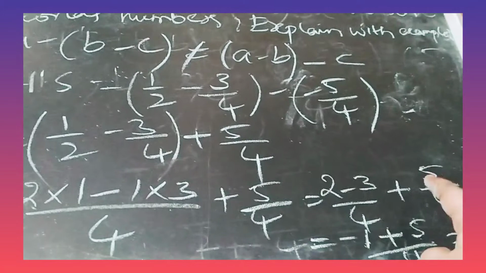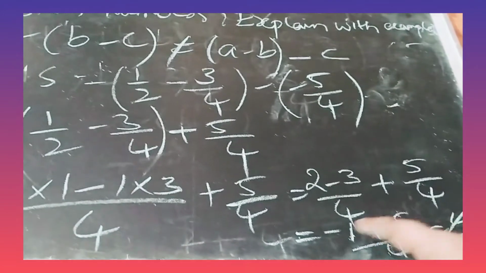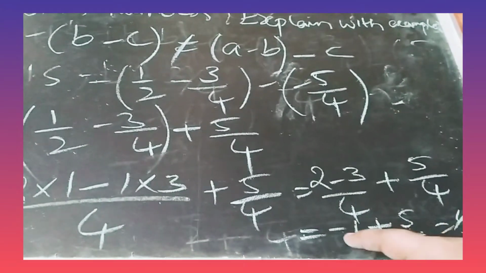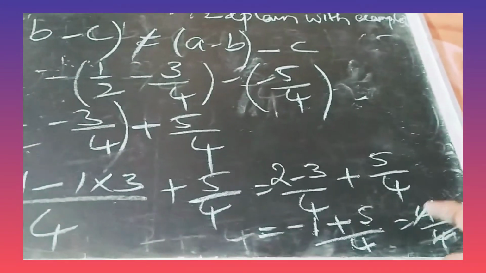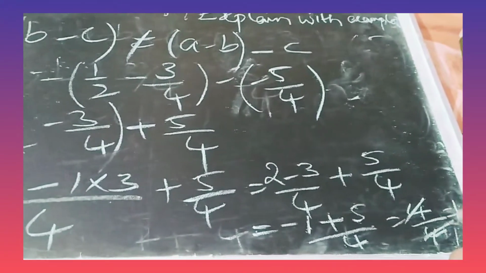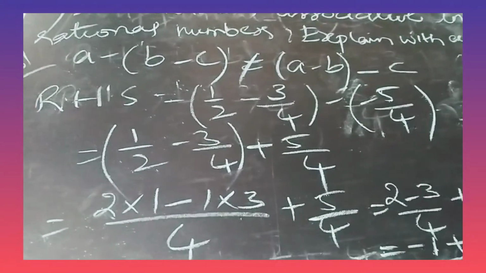It is minus 1 plus 5 by 4. Again you have to do 5 minus 1. What is 5 minus 1? It is 4. Answer is 4 by 4. 4 by 4 means when we cancel it, answer is 1. So RHS is here 1.